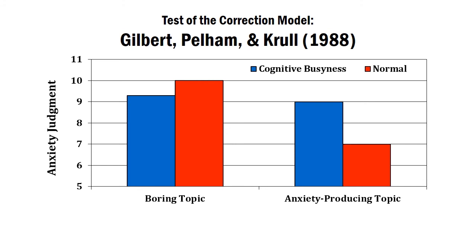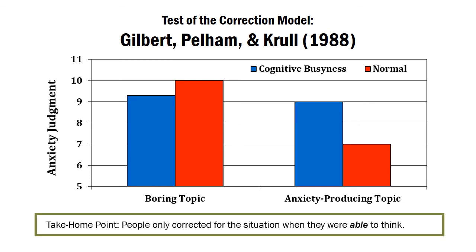The only answer available is still that this woman is an anxious person, and that explains her anxiety in the video. But when you know that the topic is one that would explain why the woman looked anxious in the video, well, then it's not about how anxious this woman is as a person, it's about the situational pressures. And that only is a consideration that people can make when they're fully able to think through what's going on. So the take-home point here is that people can only correct for the situation when they're able to think about it.